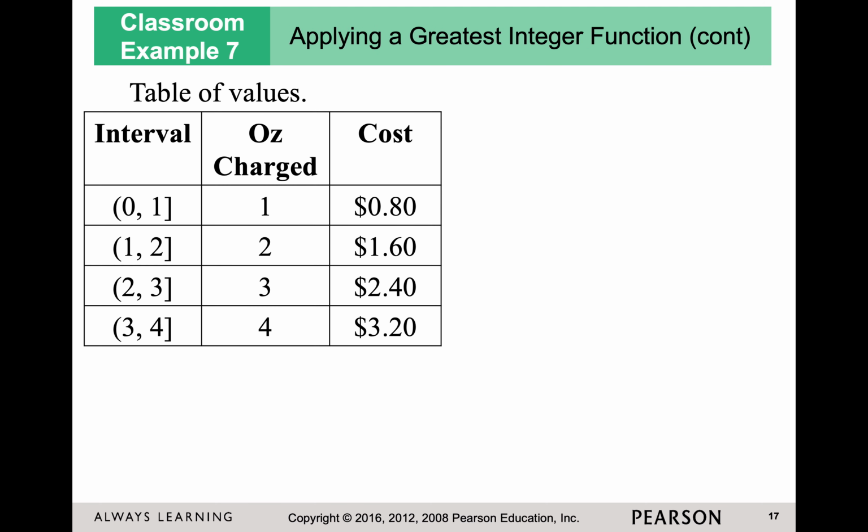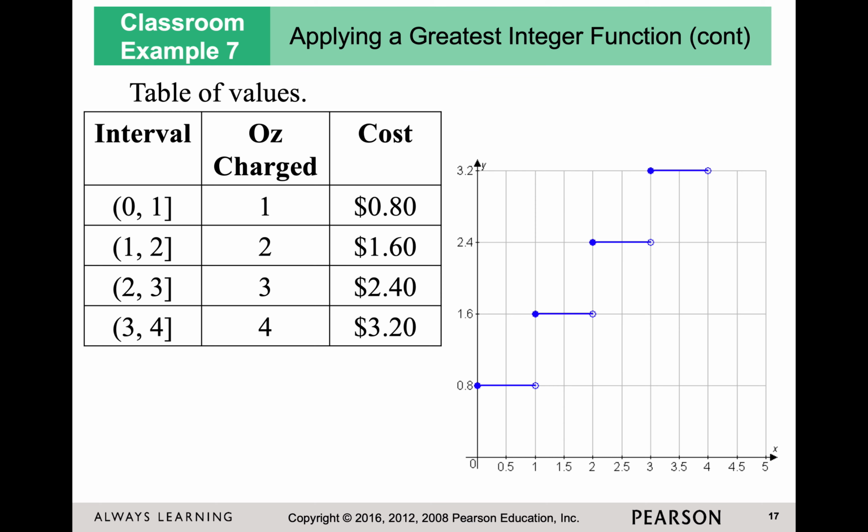So we can kind of write this out as a similar step function, because if I'm anywhere between 0 ounces and 1, I'm paying 80 cents. If I'm anywhere between 1 and 2, I'm paying $1.60. If I'm anywhere from 2 to 3, I'm paying $2.40. So this is kind of about rounding and having that step function.